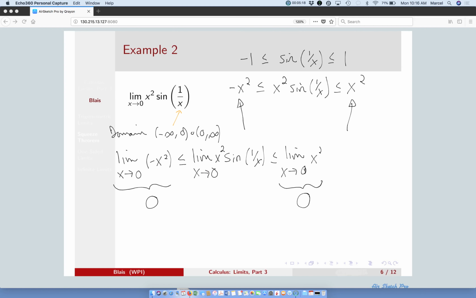So what we can conclude here is that the limit that we're after is greater than or equal to 0, and it's less than or equal to 0. The only way that that can be satisfied is if it is in fact equal to 0. So this means the limit as x goes to 0 of x squared times sine of 1 over x is 0, using the squeeze theorem.